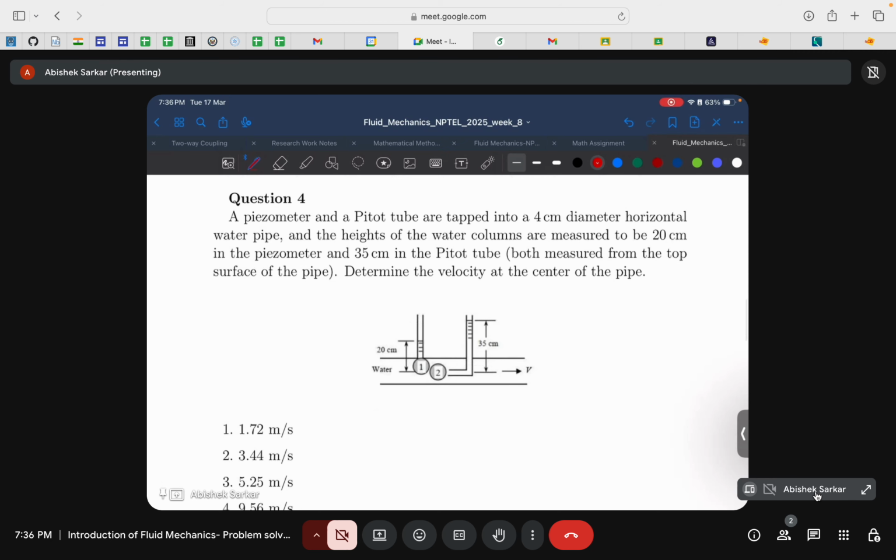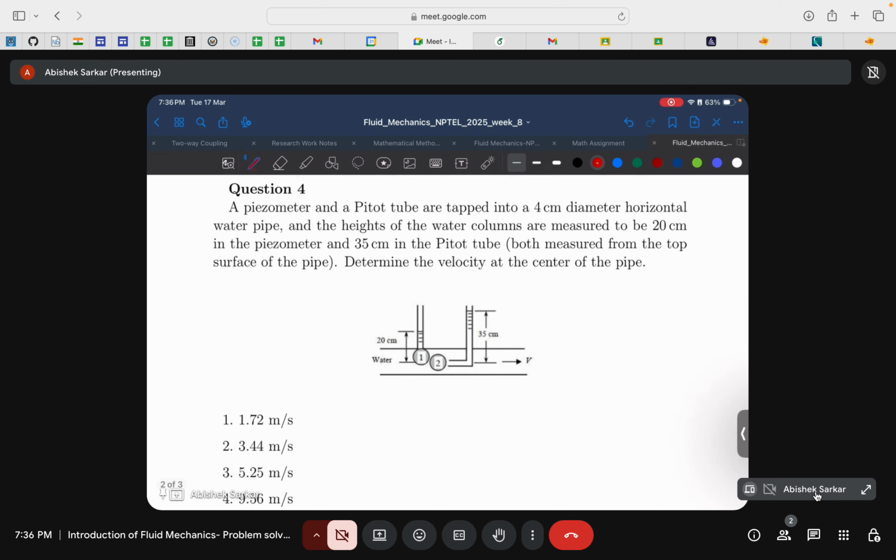Question 4. A piezometer and a pitot tube are tapped into a 4 centimeter diameter horizontal water pipe at heights, and the heights of the water columns are measured to be 20 centimeter in the piezometer and 35 centimeter in the pitot tube, both measured at the top of the surface. Determine the velocity at the center of the pipe.